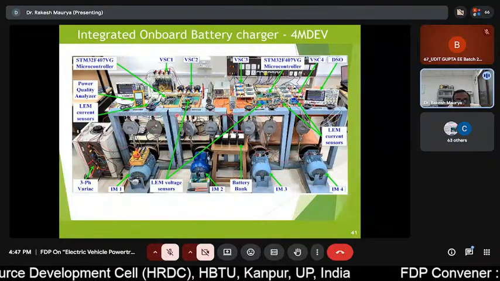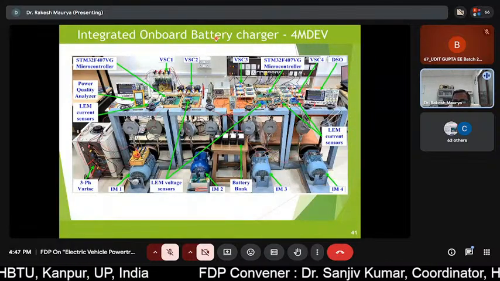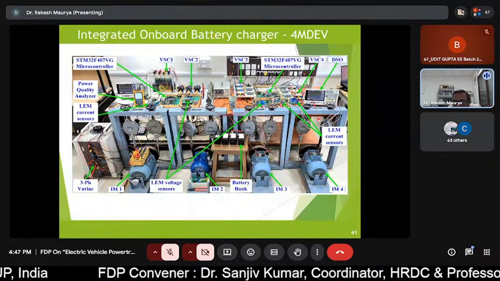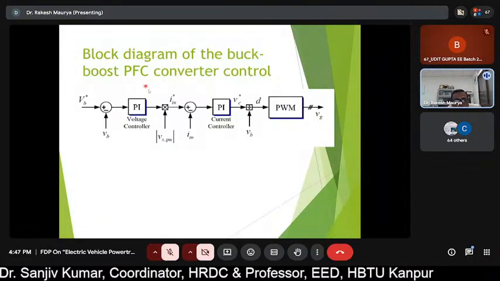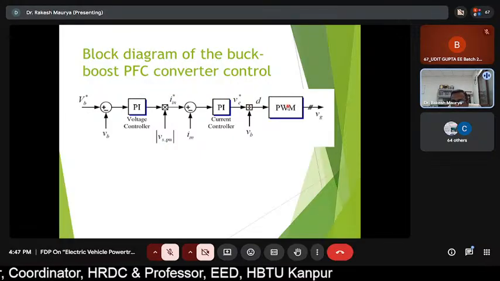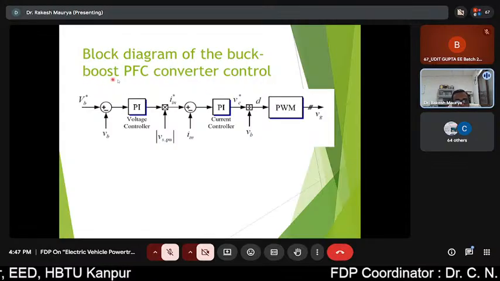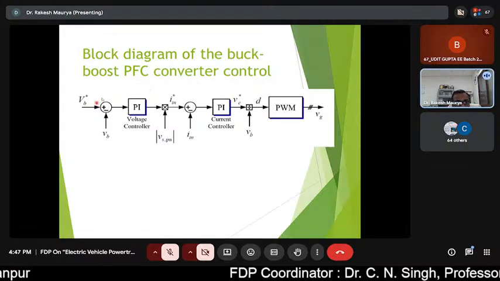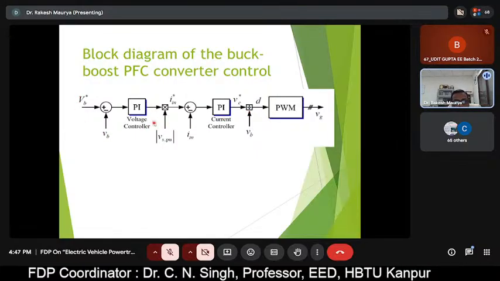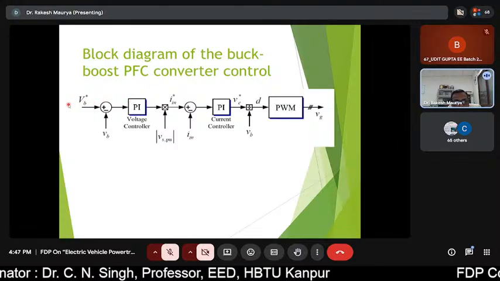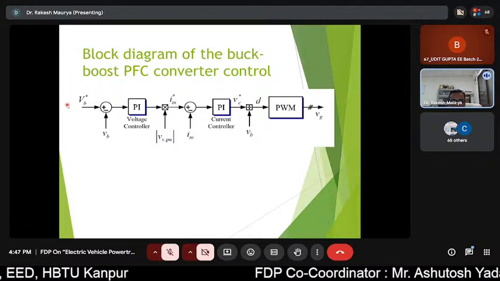This is the small setup which we have developed in our laboratory with the integrated concept, just to demonstrate the charging. As far as the control of the front end converter is concerned, it is very simple, just like a PFC boost converter. I hope everybody knows the PFC boost converter, so there is no need to discuss much about that. It can be used, when you take power from the grid, to maintain the DC link voltage constant.